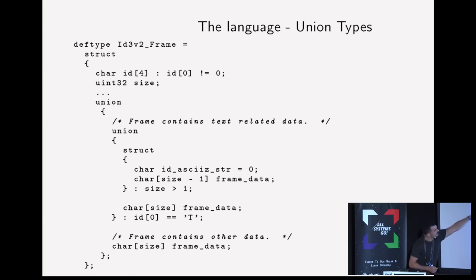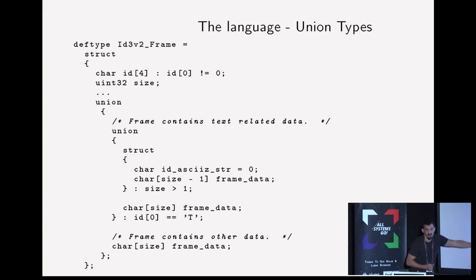So here, for example, you have an ID of this frame, which is four chars, the first one cannot be zero, then you have a size, and then what comes next depends. If the first byte here equals T, then what comes next depends on the value of size. If it is bigger than one, it is two fields: this ID string zero, and then an array of size minus one. Otherwise, there is an array of characters of size, which is called frame data. If ID 0 is not T, then there comes an array of size chars, frame data. Now you may wonder, how is this different to this?